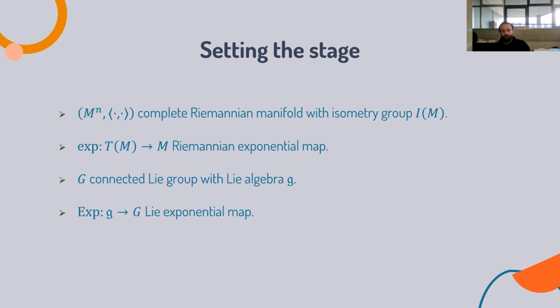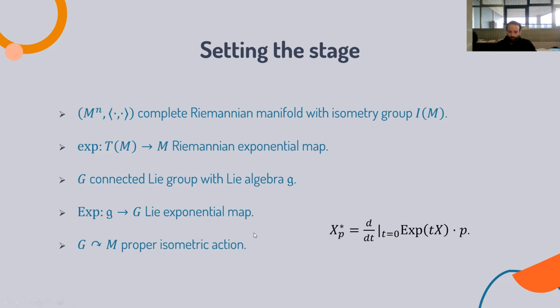So this group will be related to the manifold by means of a proper isometric action. What we're doing essentially is representing the elements of G as isometries of our complete manifold in such a way that these isometries belong to a closed subgroup of the group of isometries. I should also remind you that while elements of the Lie group can be realized as isometries of the manifold, the elements of the Lie algebra can be realized as vector fields defined along the ambient manifold. These are known as the fundamental vector fields induced by the elements of the Lie algebra. By their definition, the flow of the field X is the exponential of tX. So these are Killing vector fields.